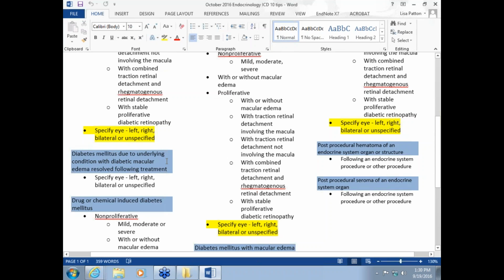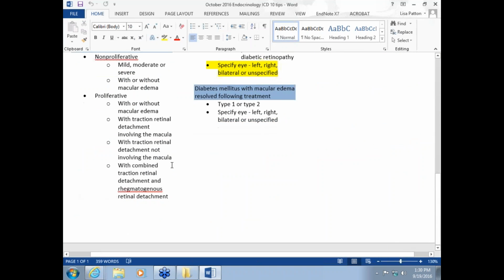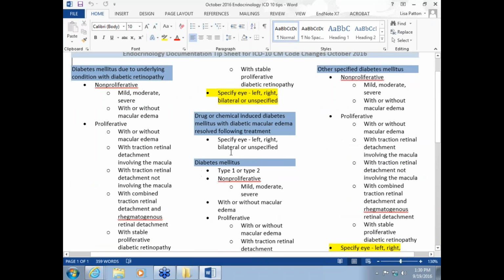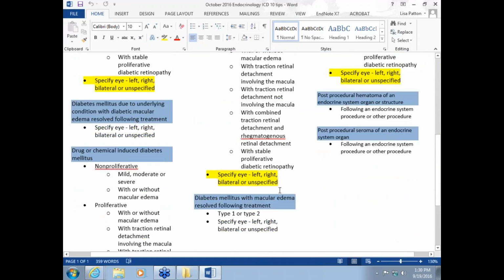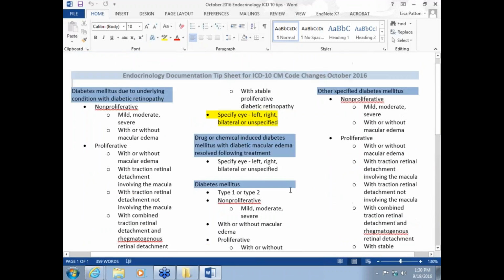There's this one right here. Then there's also one for drug or chemical-induced diabetes mellitus with diabetic macular edema resolved following treatment. So it actually really follows right along with each of those categories, the E08, E09. They've added this one in for each of those areas. Diabetes mellitus with macular edema resolved following treatment. So they're each of those. So that's on that one.